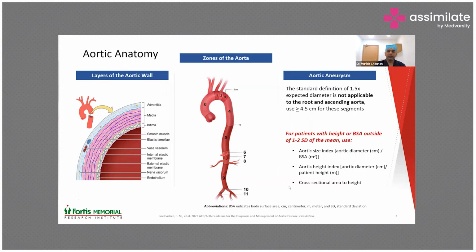For patients, as we will see in later slides, who are more than 2 standard deviations from the mean height or body surface area, we like to use other parameters like the aortic size index, the aortic height index, and the cross-sectional area to height ratio.